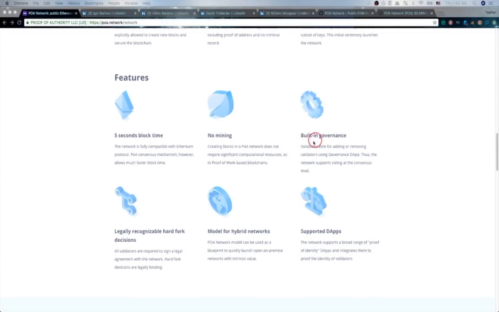So a major benefit of that as well is built-in governance. Validators vote for adding or removing validators using a governance decentralized application. So if there are validators that are participating in nefarious acts or anything like that, they can be voted out. So once again, that is a beautiful part about this consensus model in that there's built-in governance. Additionally, since the validators are required to actually sign a legally binding contract with POA Network, hard fork decisions are legally binding.